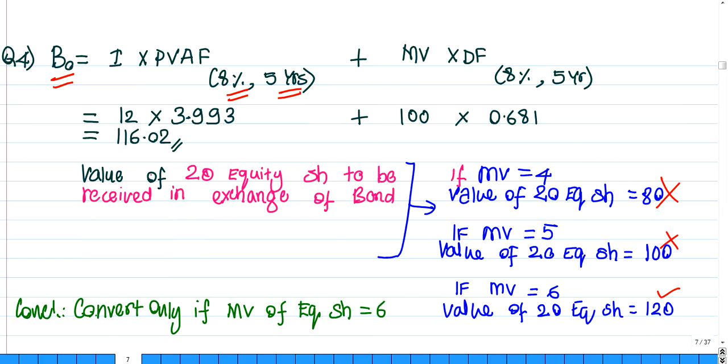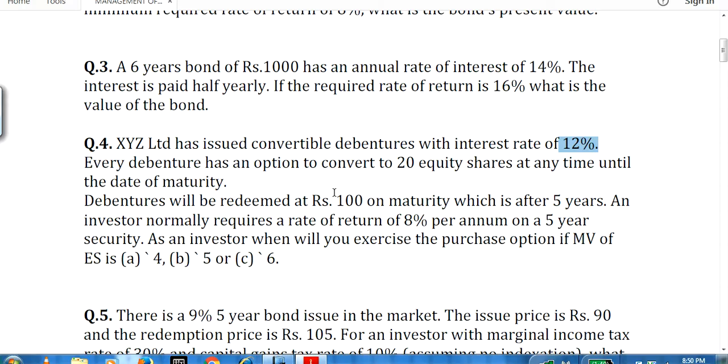100 into 12%, it is at 12.8% for 5 years, it comes to annuity factor of 3.993, and the 5th year 8% comes to 0.681. You will get the bond value 116.02. Value of 20 equity shares to be received in exchange of bond. So value of your bond is 116.02 as per your information.